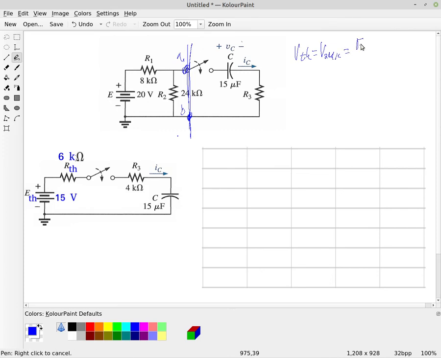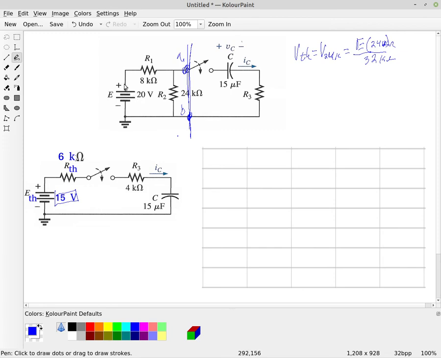which is our original E voltage of 20 volts times the 24 kilo ohm resistor, divided by the total resistance of 32 kilo ohms. I said 24 volts, that was 24 kilo ohms. And that gives us 15 volts. Okay, so we have 15 volts is our E Thevenin. And then we can calculate R Thevenin.